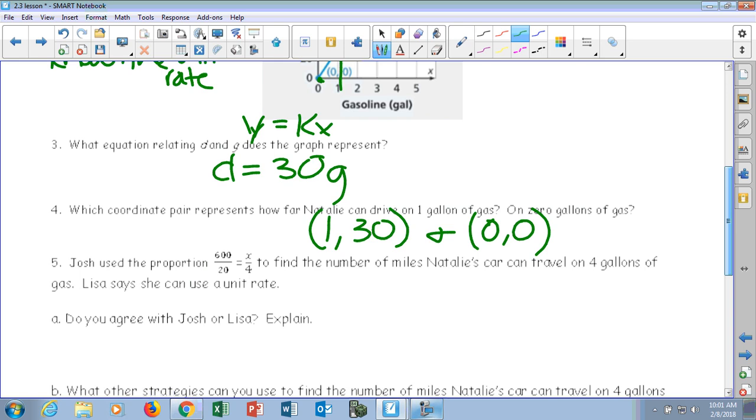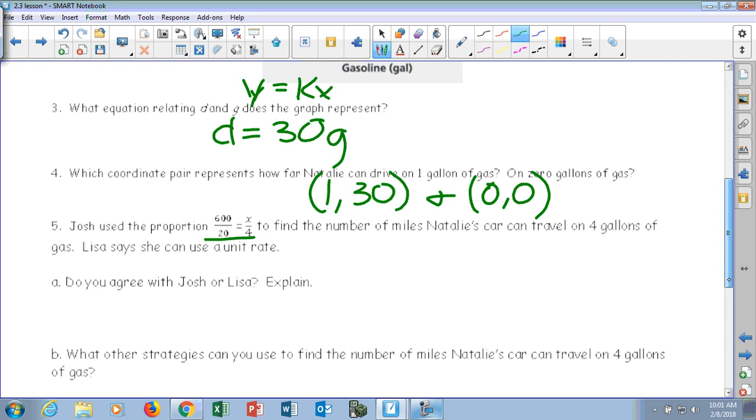Josh uses the proportion right here. He created it for us: 600 over 20 equals x over 4. To find the number of miles Natalie's car can travel on 4 gallons of gas, Lisa says she can use the unit rate. Do you agree with Josh or with Lisa? Are they correct or are they not? How can we find this? What could we do, Lily?